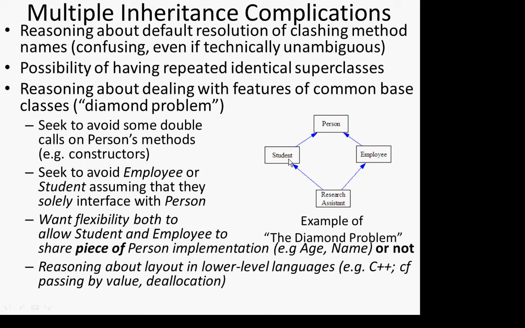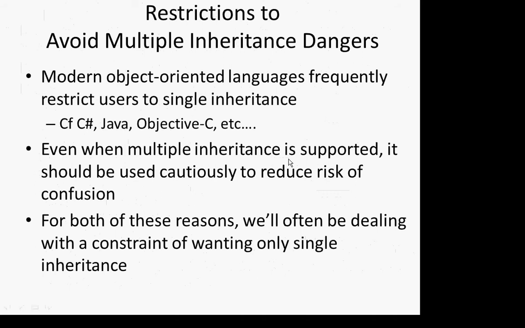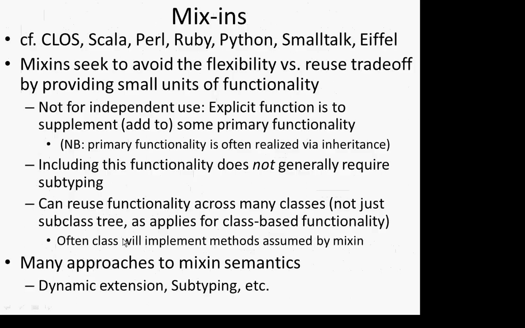So multiple inheritance, without going into detail, has a set of challenges associated with it, okay? And it should be used cautiously. Even when you have support for it, like in Objective-C or Java, it should be used with caution, okay? There are confusing things because of it.